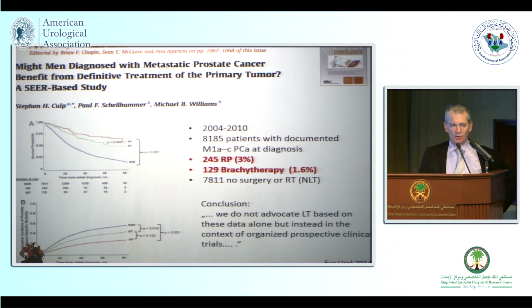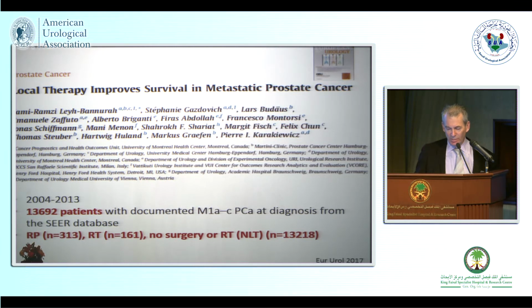I'm more of a clinical trialist in that respect, but in this setting, with a very small number of patients, 3% had radical prostatectomy and about 2% had radiation therapy, there really did not appear to be a profound benefit. At least the conclusion was that they did not advocate local therapy. So when you go into this, you have to have a healthy amount of skepticism, but keep your mind open to the potential benefit.